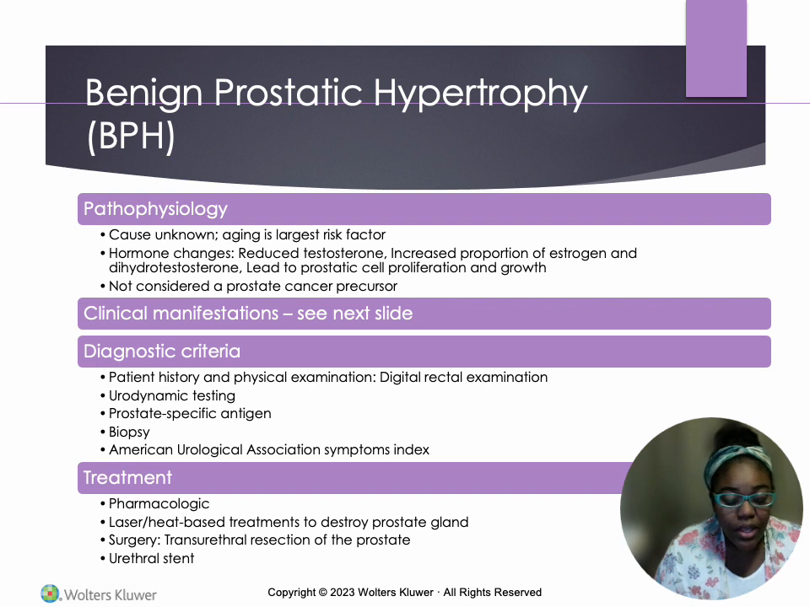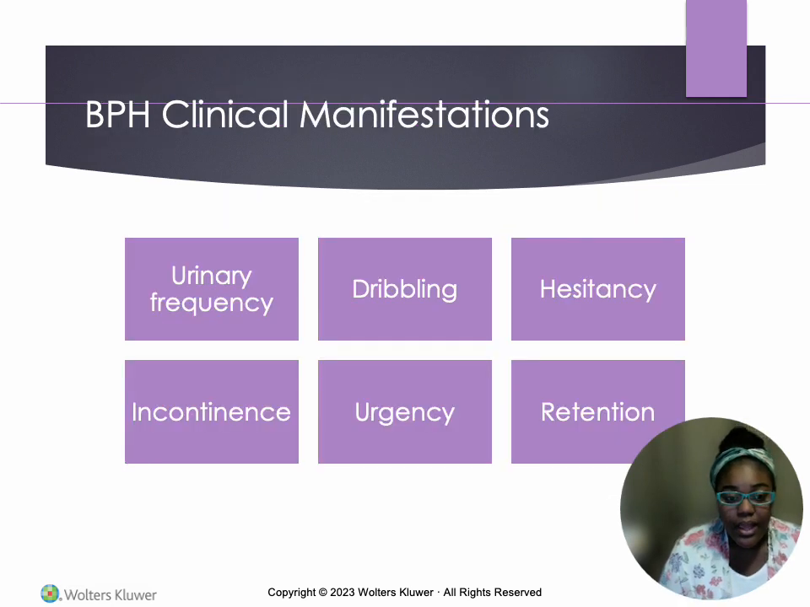As far as treatment, you do have pharmacological methods to help treat BPH. One of those is tamsulosin. We also will see urethral stents. You may see a transurethral resection of the prostate if that prostate is too swollen. You may even see laser and heat-based treatments to destroy the prostate gland. So this is a multimodal approach. Sometimes people need a couple of these treatments in order to help with BPH. As far as your clinical manifestations, you have urinary frequency, dribbling, hesitancy, incontinence, urgency, and retention.